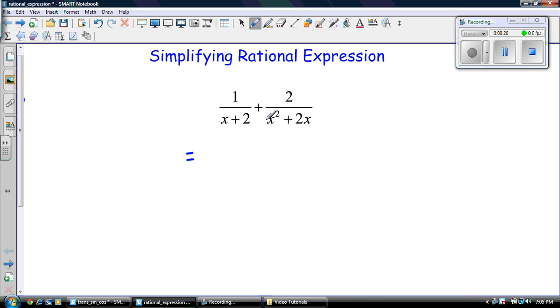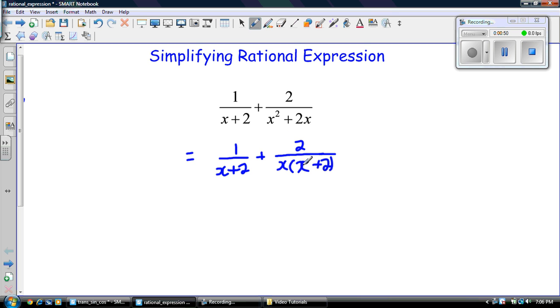If we look at this x squared plus 2x, we have a common factor of x. So we first have to factor out an x. Take x outside the brackets, and we're left with just an x in this one, and we're left with 2 in this one. One way we can check whether we factored right is to distribute back through.